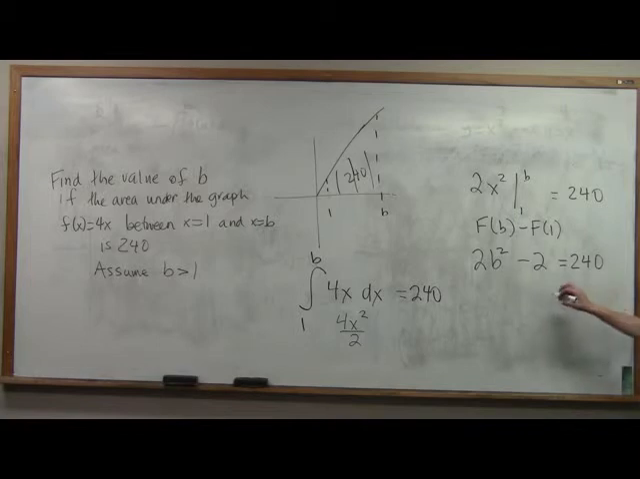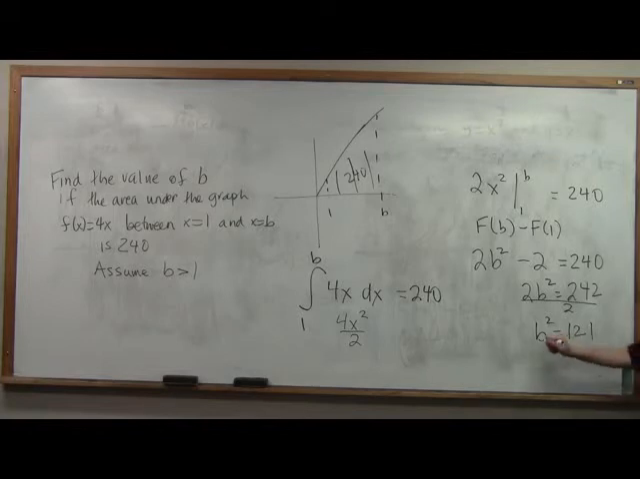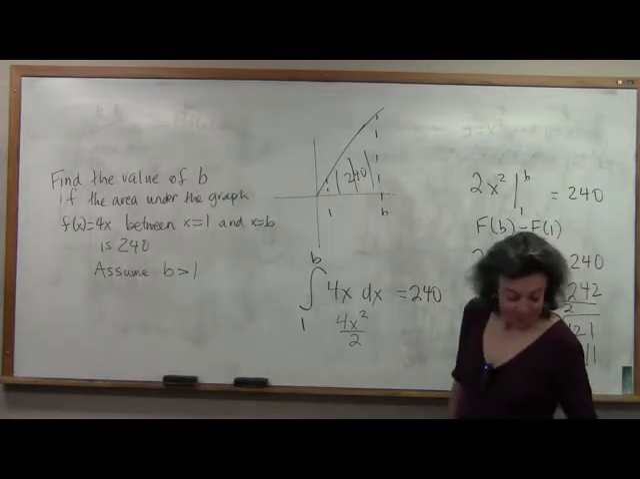Okay, I can add 2. I get 2b squared is 242. Divide both sides by 2. We get b squared is 121. And how do we solve for b? You take the square root of both sides. And yes, you get positive and negative 11, but notice we're assuming b is greater than 1. So our answer is 11. Isn't that fun?